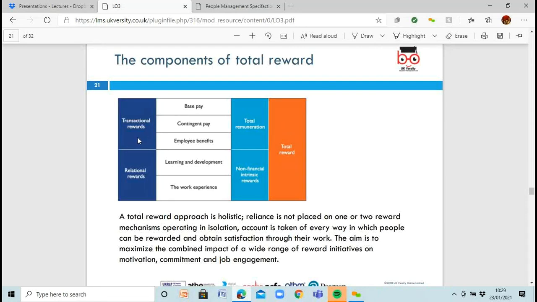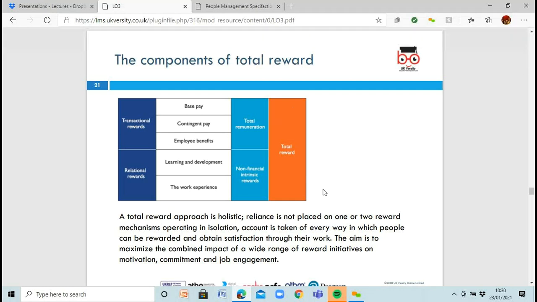And then the components of total reward: you've got transactional rewards, which are base pay, contingent pay, and employee benefits, and that works towards total remuneration. Then you've got relational rewards, which are learning and development and the work experience. And that's non-financial intrinsic rewards. That's what you're feeling in it. And all of that together works towards the same outcome, which is total reward.